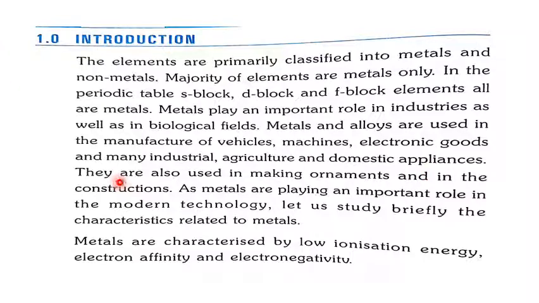Metals are also used in making ornaments and in construction. Already you know which metals are ornament metals, mainly silver, gold, platinum. Generally, ornaments are prepared from metals like silver, gold, platinum. Cheap ornaments are prepared from aluminium, brass, copper, like that.